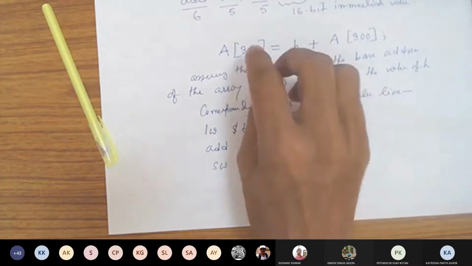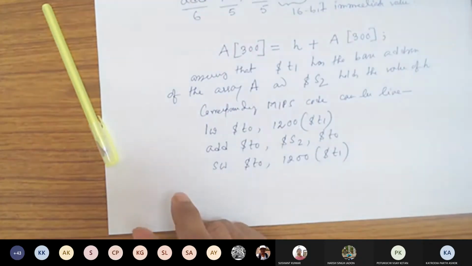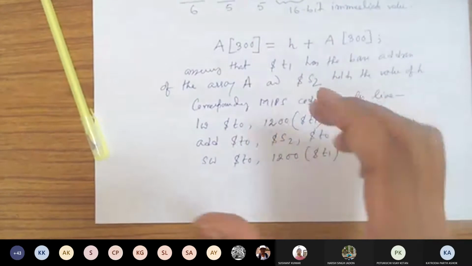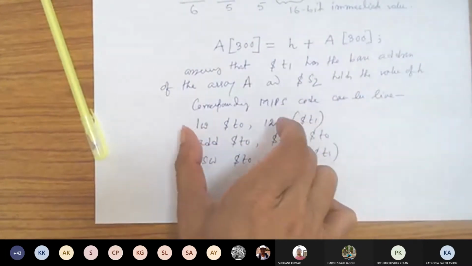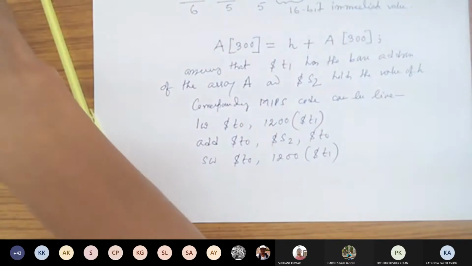Why this 1200? You know that this is the 300th element, so you need to multiply it by 4, assuming that these are integer values. Each variable takes 4 bytes to store. So this is high level language translated to machine language, and now you know the code, you can translate it into the machine code also. That is basically what the assembler does.